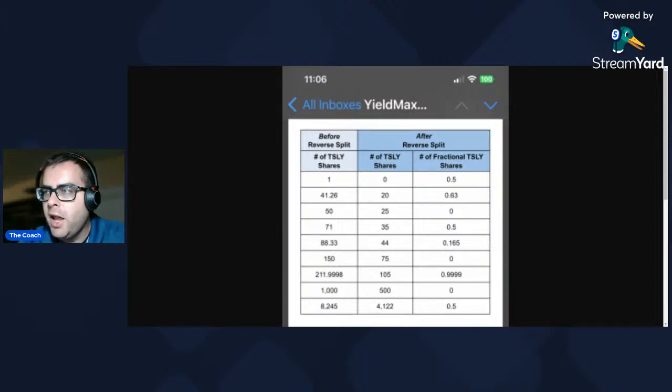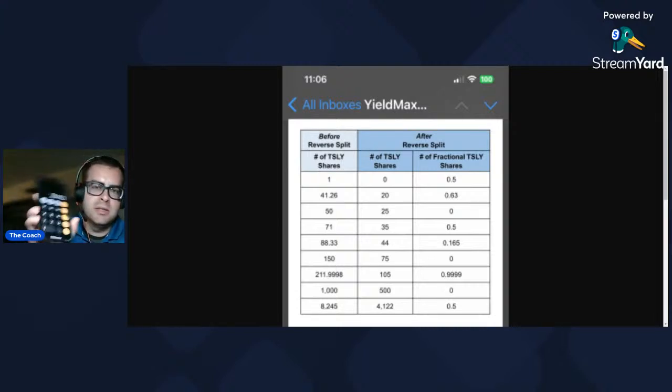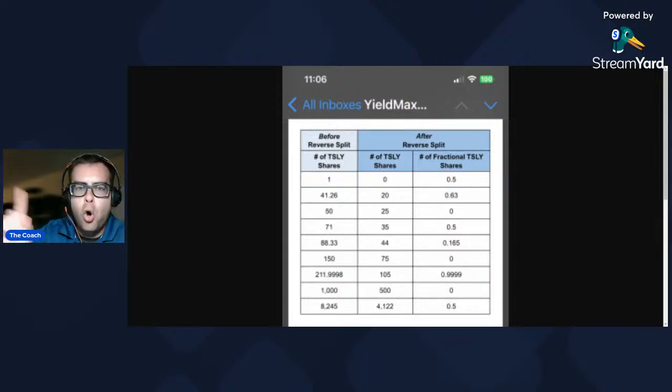So you should have 20 whole shares if you have 41.26 shares before. After the reverse split, you should have 20 whole shares and 0.63 fractional shares. That's easy math, 41.26 divided by 2 because it's a 2 for 1. Same thing with 50 and 25. If we could do a little remedial math here. 71.35, you're going to have 35 whole shares and a half of a fractional share. If you have 88.33 shares, you have 44 whole shares because it's divided by 2, and then 0.165 of a share. Same with 150, you'll have 75 whole shares and no fractional shares.